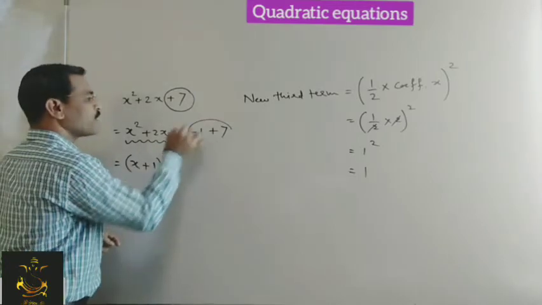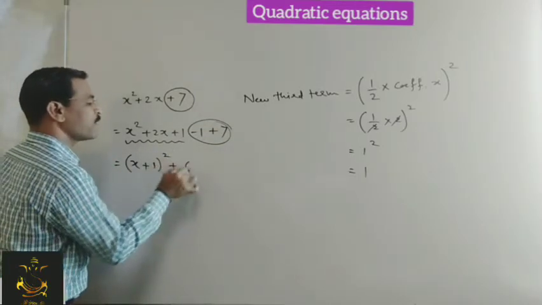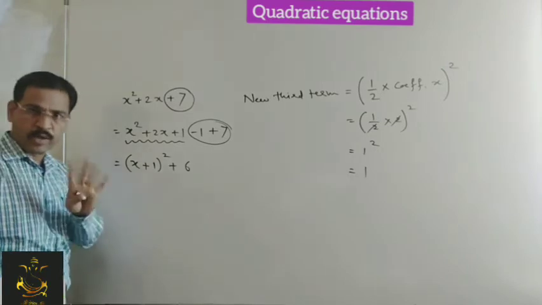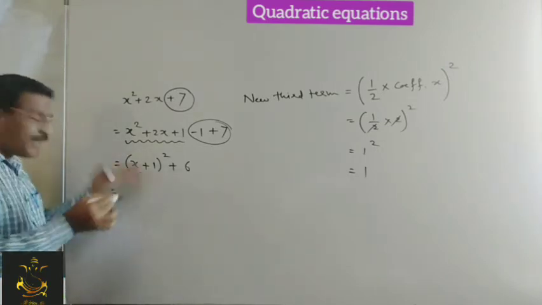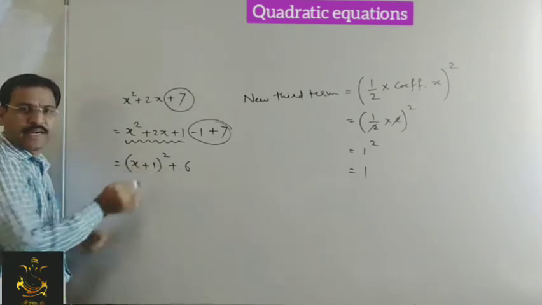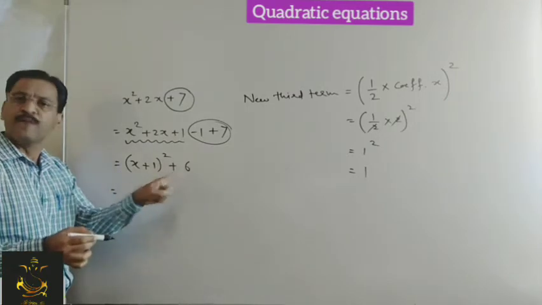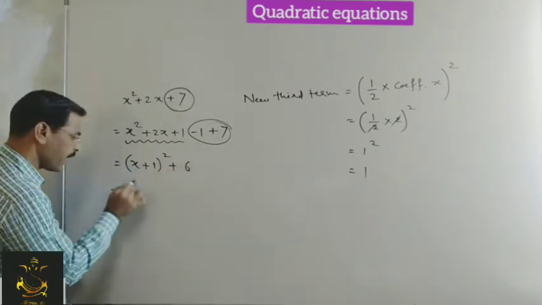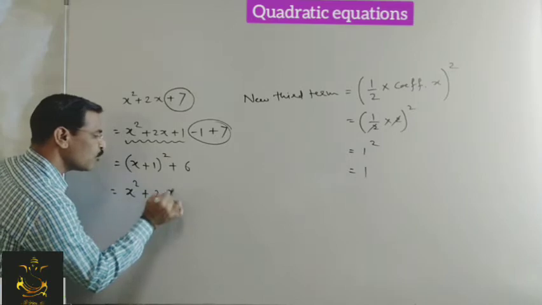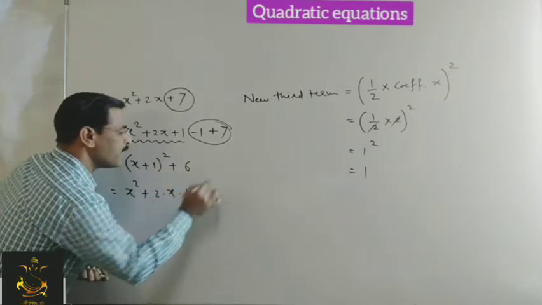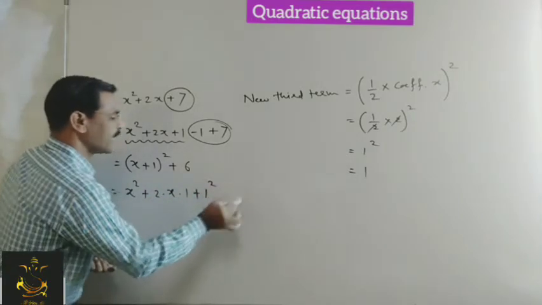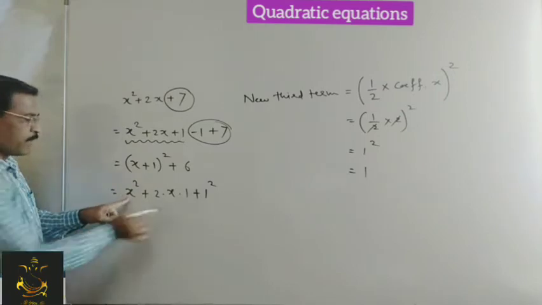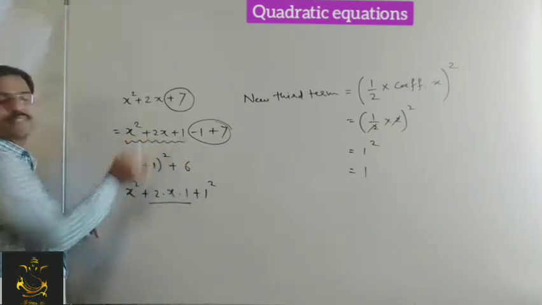And here it is what? Minus 1 plus 7, right? It is plus 6, like this. See here, if you expand this, it is in the form of a plus b bracket square. So what will come here? a square plus 2ab plus b square, and this 6 is kept as it is. See here, x square plus 2x plus 1, here it is.